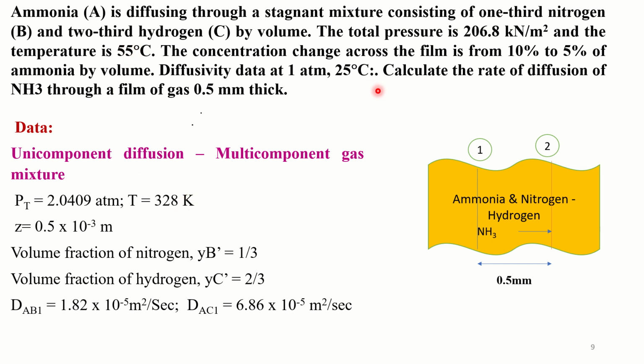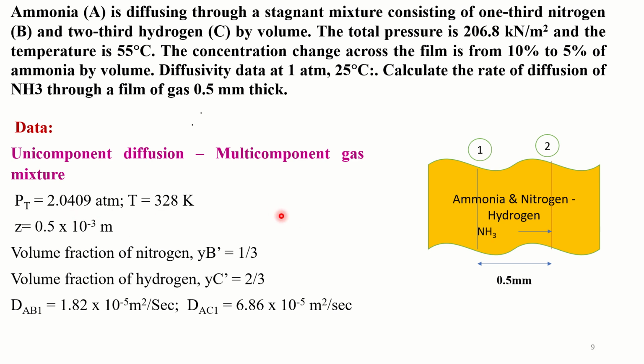Then what is given? The diffusion path distance, that is, diffusion is taking place across a film of thickness 0.5 mm. Here you can just visualize ammonia diffusing through the nitrogen and hydrogen mixture. Ammonia is the only diffusing component, and this diffusion takes place over a distance of 0.5 mm. This is given in mm, so you convert it into meters and take that as the Z value.